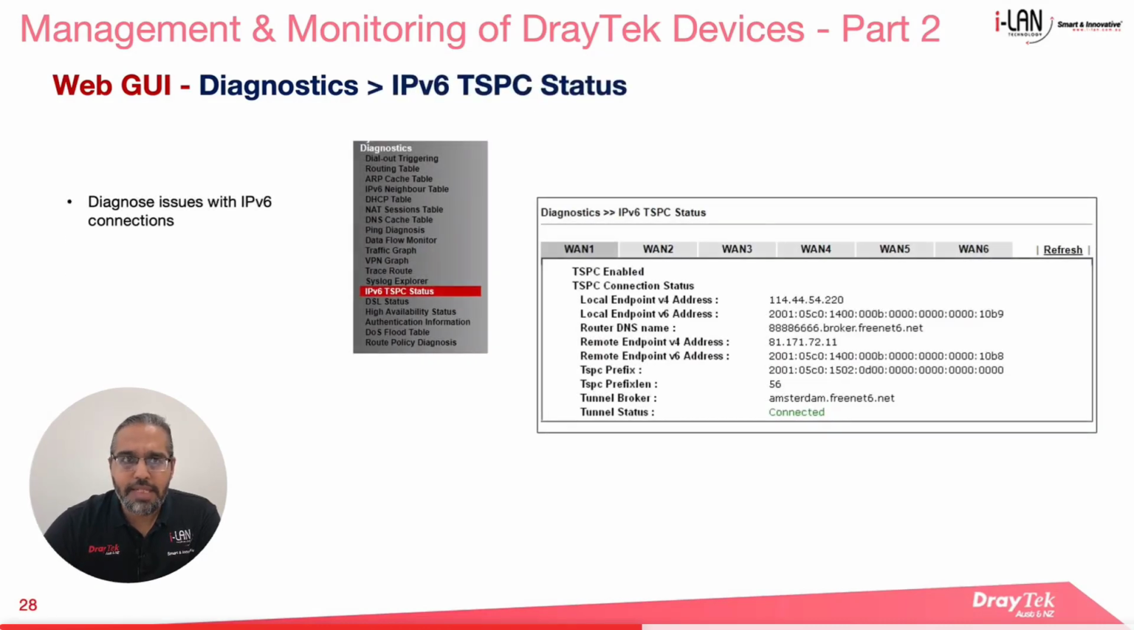The IPv6 TSPC status page could help to diagnose issues with IPv6 connections that utilize TSP, that is Tunnel Setup Protocol. If TSPC is configured properly, the router will display the details as shown in this example here. This will be displayed when the router is connected to the tunnel broker successfully.